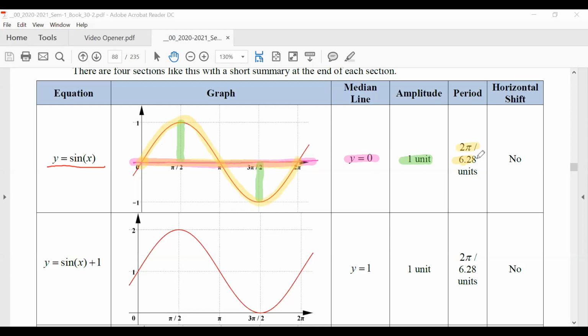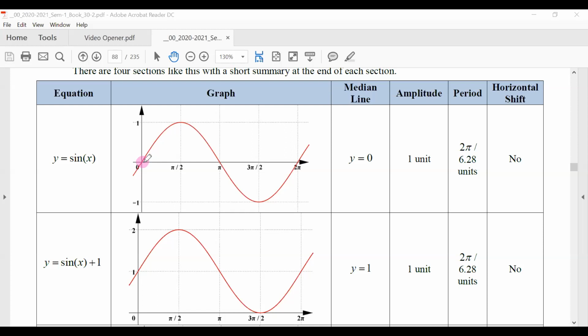Now, the horizontal shift isn't super important in 30-2. It's really not. The only question I really need to ask you here is a yes or no. Is it a yes or is it a no? So this one is a no because you see right here, I'm highlighting it. It starts on my median line on the y-axis going up. So this thing has not been shifted. That's it. It's a yes or no.